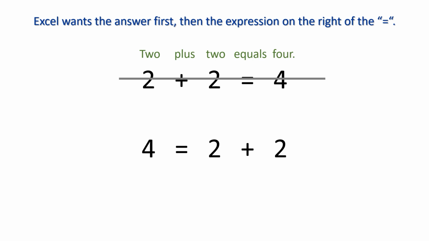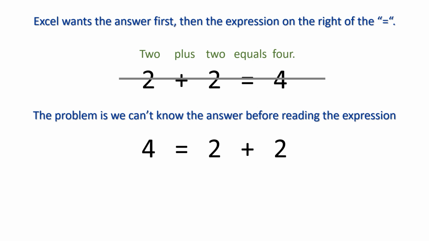Now, what Excel wants creates a problem for us because we read from left to right, correct? So the problem is, as we read from left to right, we first encounter the answer. How would we know what the answer is if we read from left to right if the answer comes first? There's no way we would know that that's a 4 if we have not yet read equals 2 plus 2, right? So the problem is we don't know the answer, so how can we read the answer first the way Excel requires?